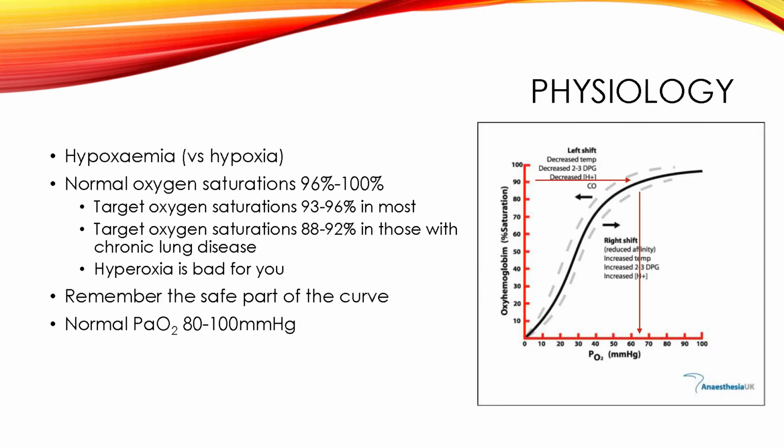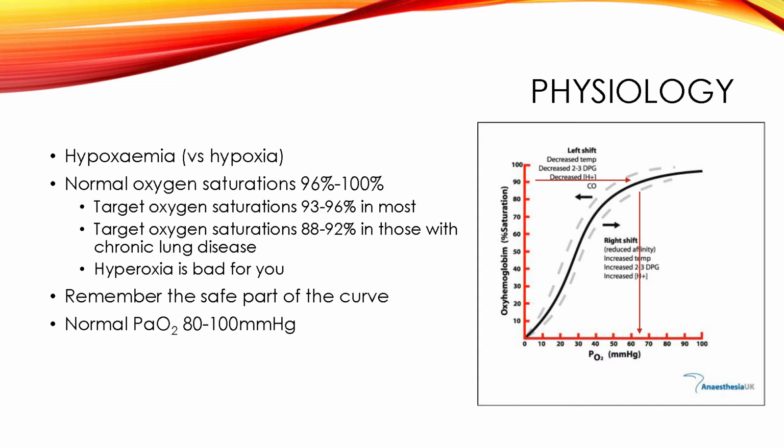Today we're going to talk about hypoxemia, which is the level or the partial pressure of oxygen in arterial blood. That's actually slightly different to hypoxia, which refers to the level of oxygen in the tissues, although some people do use the term somewhat interchangeably. So for most of us listening today, our oxygen saturations will be somewhere between 96% and 100%, which relates to a partial pressure of oxygen in arterial blood of 80 to 100 millimeters of mercury.